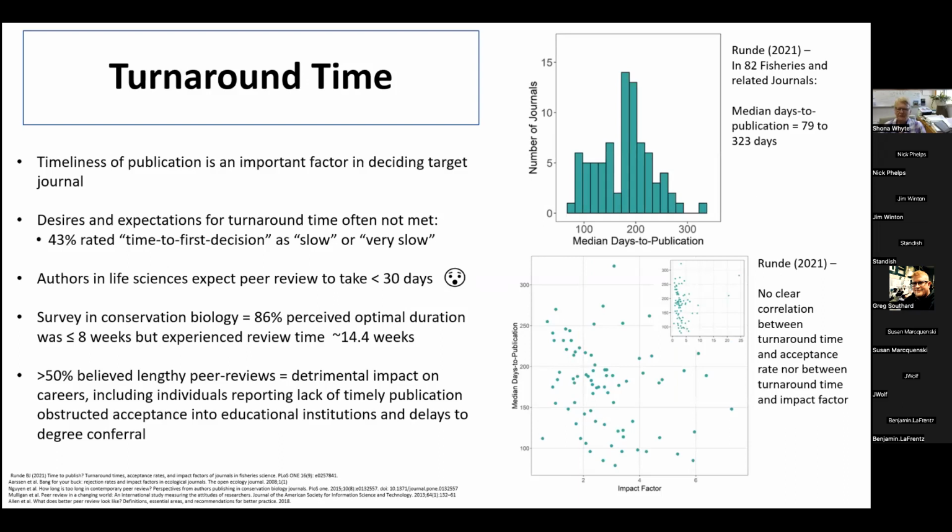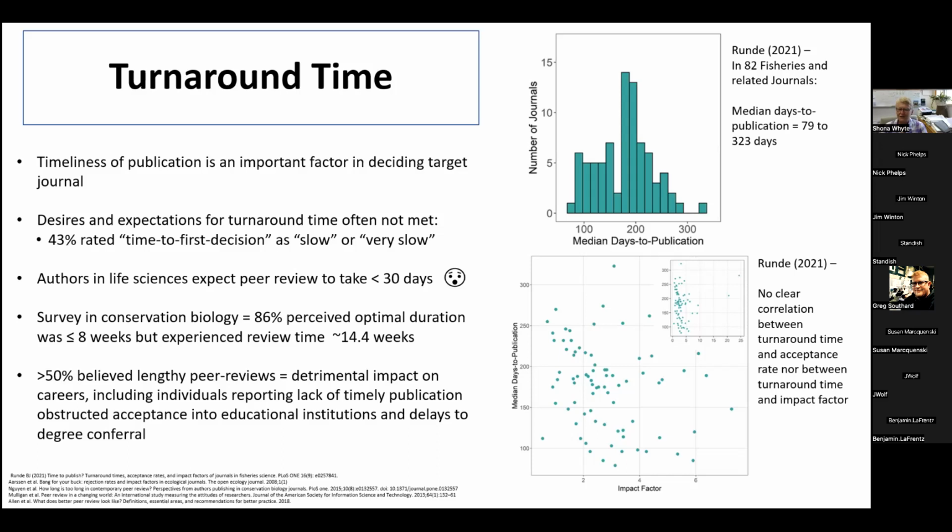And they found that desires and expectations for turnaround time were often not met. And so they had a statistic here of 43% rated time to first decision as slow or very slow. And then they also said authors in life sciences expect peer review to take less than 30 days. And I put that little face in because that's my face when I read that, because I was like, that's not going to happen. That's really unrealistic.